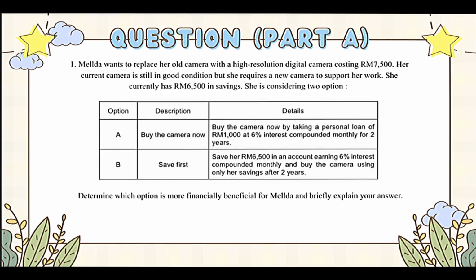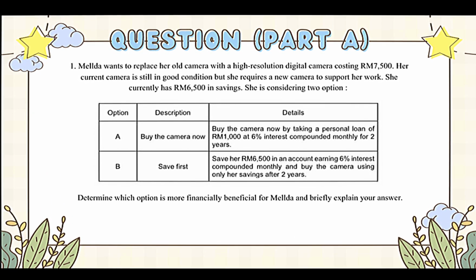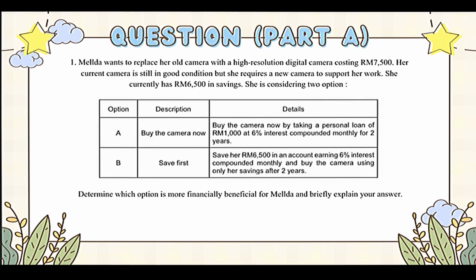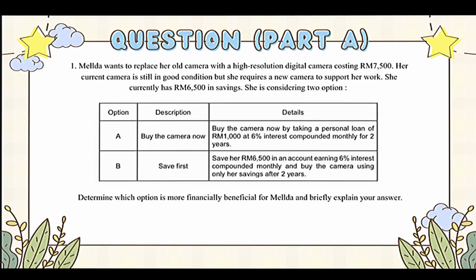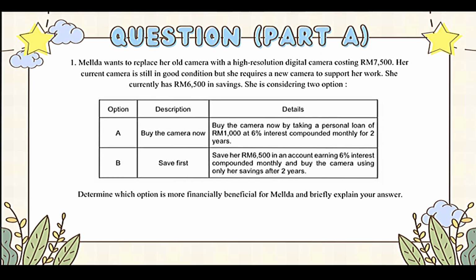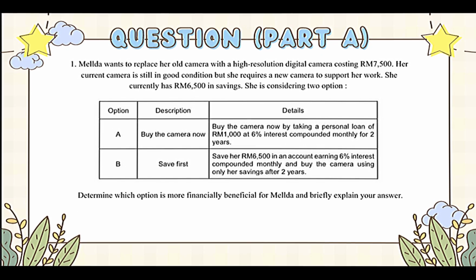Part A, Question 1. Melda wants to replace her old camera with a high-resolution digital camera costing 7,500 ringgit. Her current camera is still in good condition, but she requires a new camera to support her work. She currently has 6,500 ringgit in savings. She is considering two options.